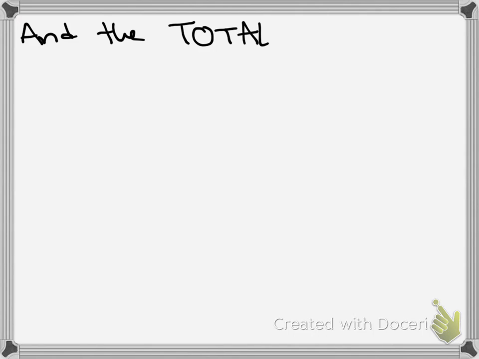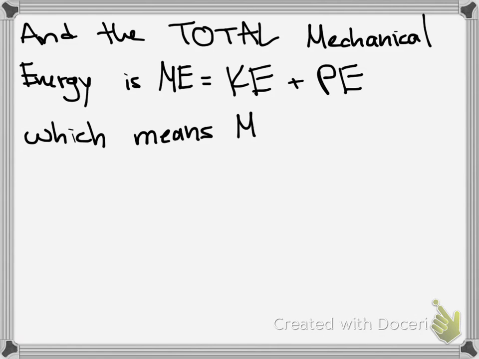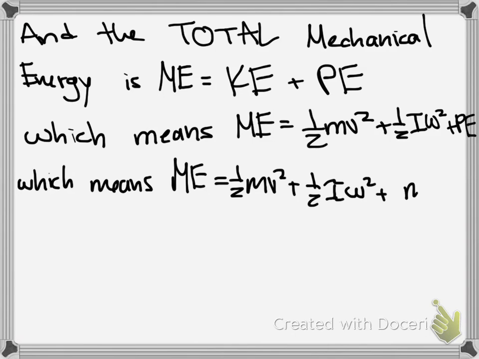And then when the question asks you to find the total mechanical energy, that means it's kinetic energy plus potential energy, which means it's half of mv squared plus half of inertia times angular velocity squared plus the potential energy, and the potential energy is just mgh, mass times gravity times height.